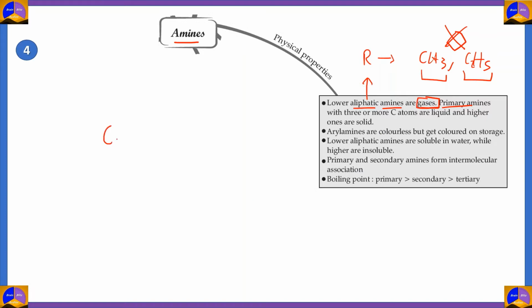So C4H9NH2, which is butanamine, exists in the liquid state. And as we go higher in the alkyl groups, we get solid amines.